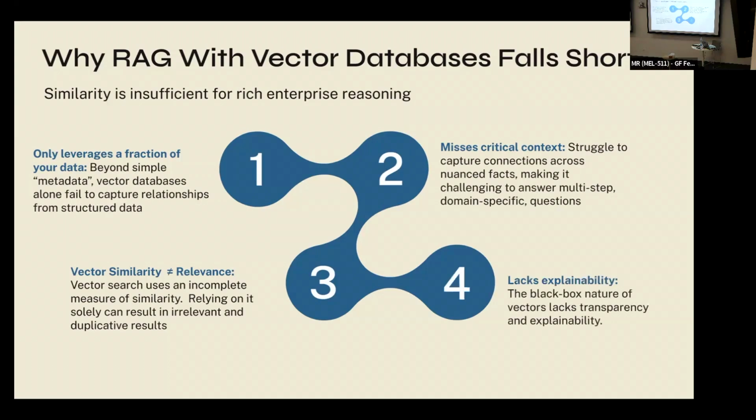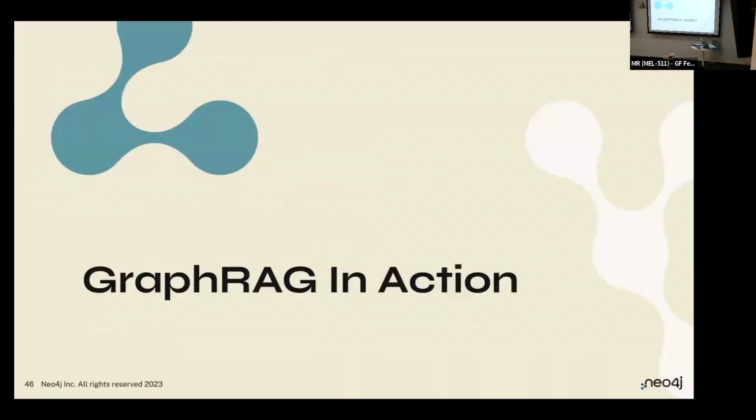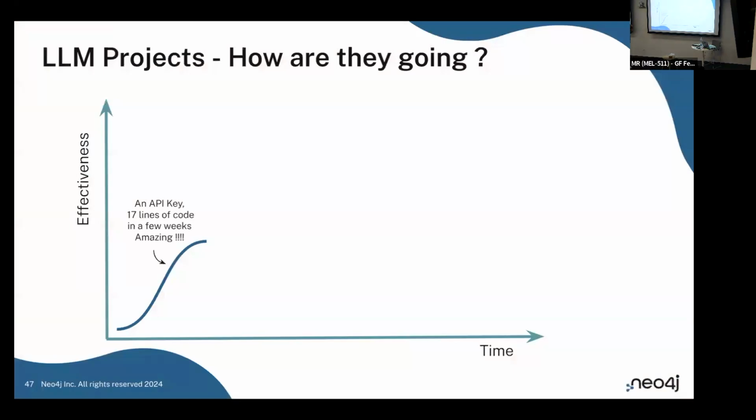And the fourth, which is very, very critical to enterprises these days, is explainability. Getting a response is totally fine. Now, where is this response coming from? I want to know and understand how you are getting this answer. That's something that's missing because of the black box nature of vector databases. So that's where GraphRAG comes in.